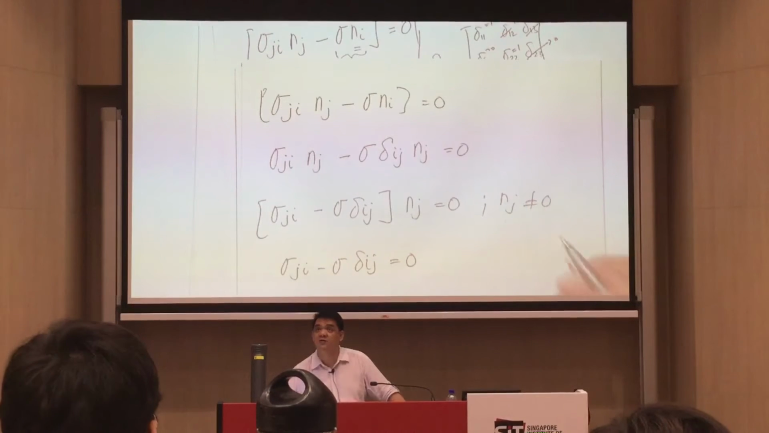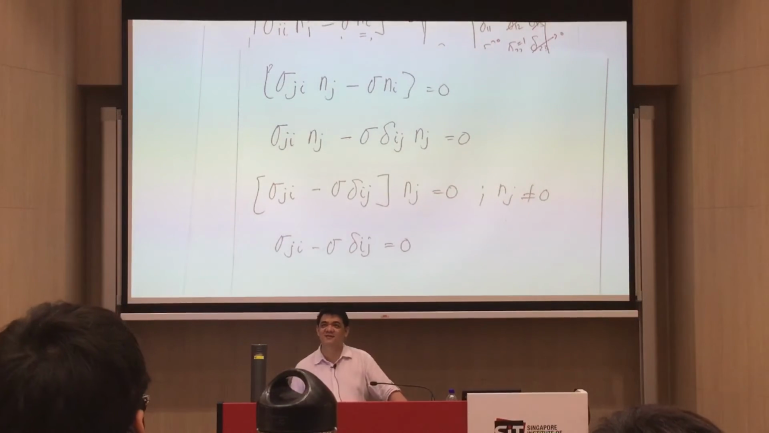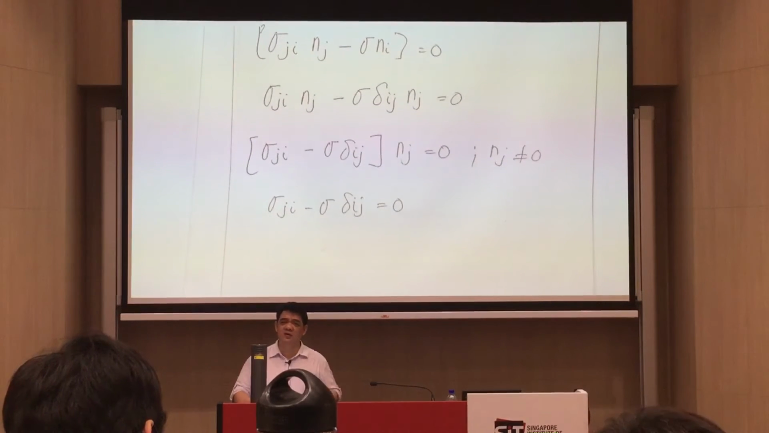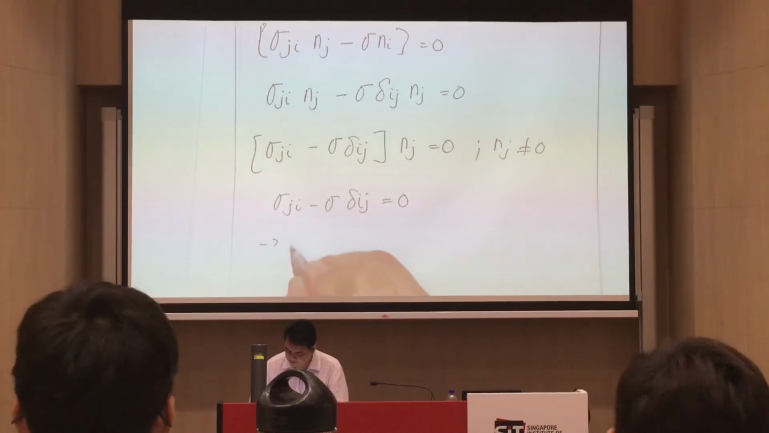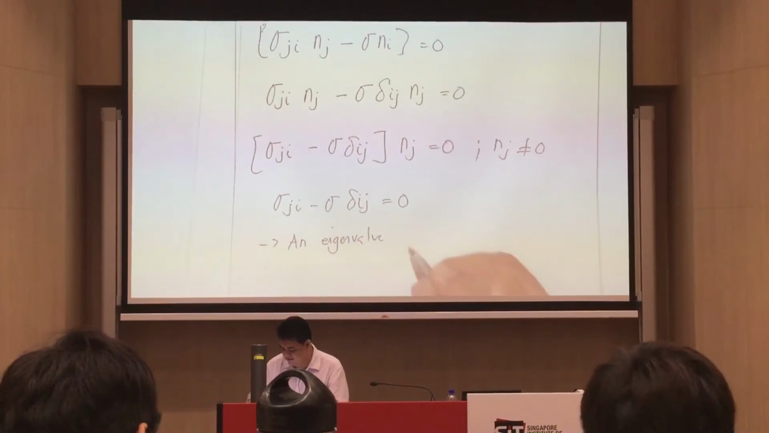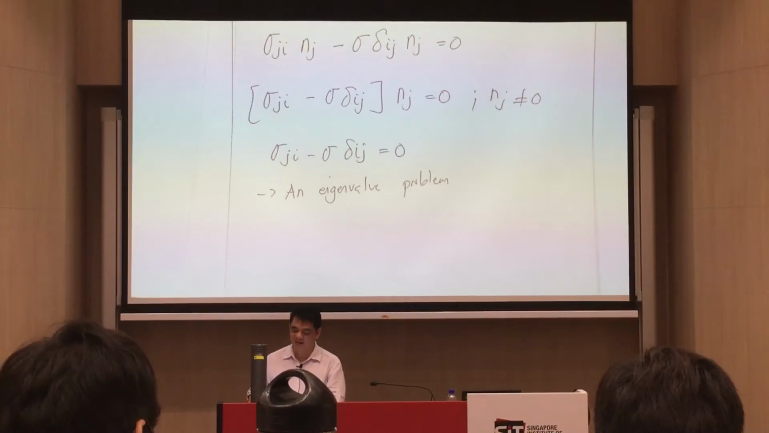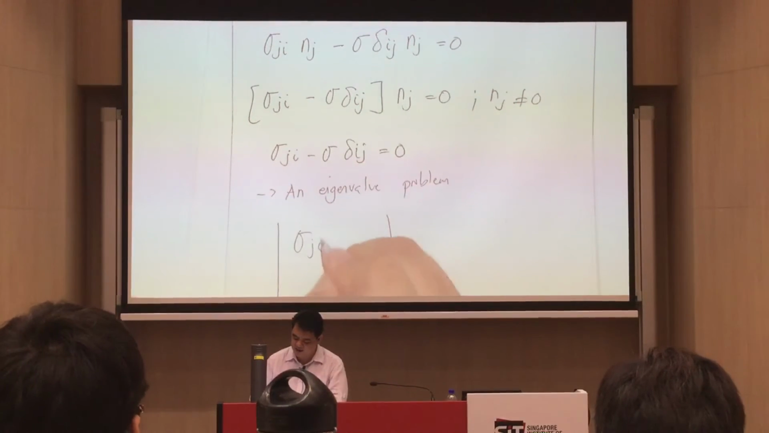Nj must not be equal to 0. Yes? Still alive? Of course, if this one is equal to 0, since this is an eigenvalue problem, the determinant of this one must vanish.